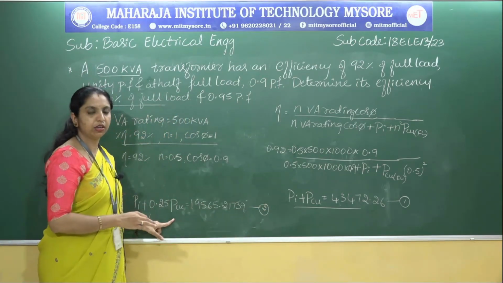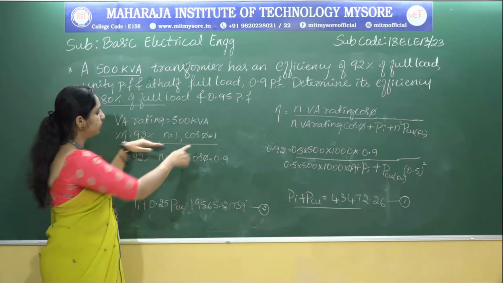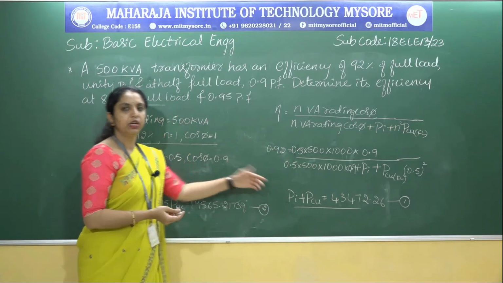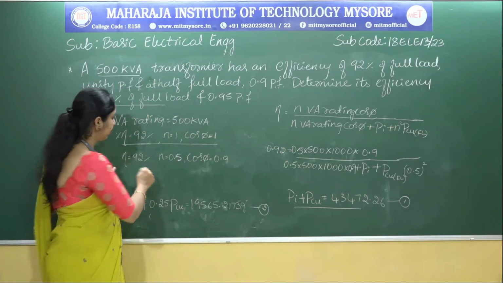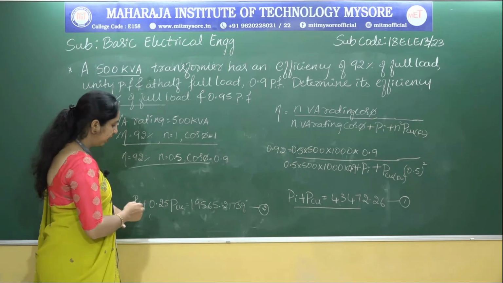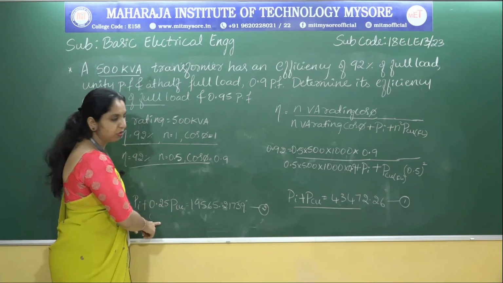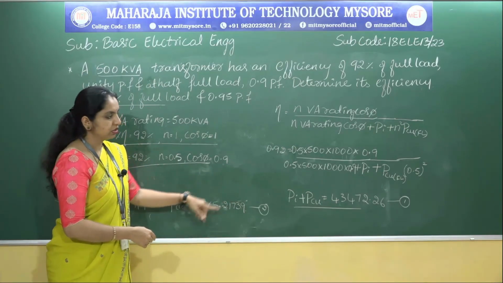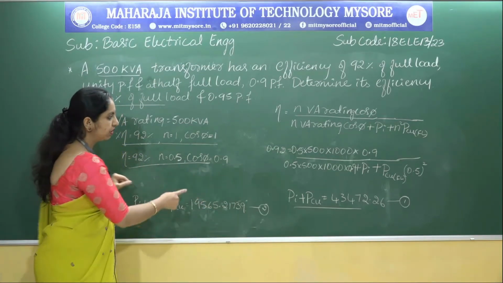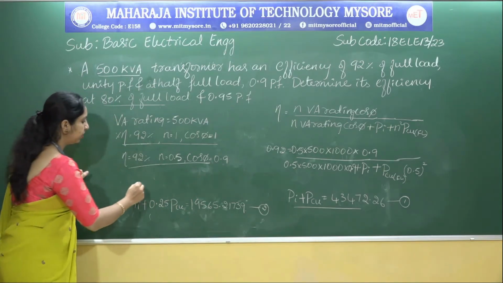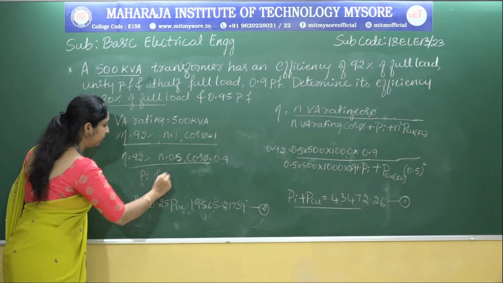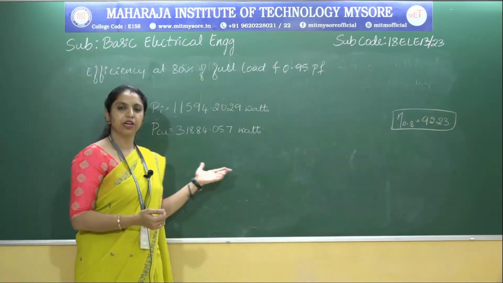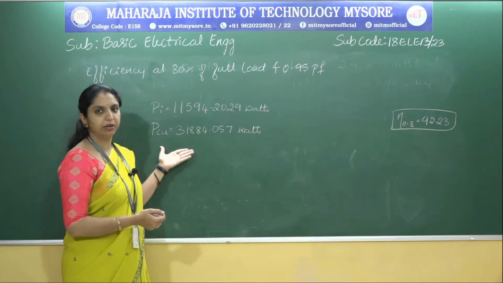I hope the steps are clear. In the first case, we are having these values to have the first equation, which is Pi plus PCU, and in the second case, we are having these values to have equation 2. Now solve equation 1 and 2. After simplification, we get the values of Pi and PCU. So here we have calculated the values of Pi and PCU.